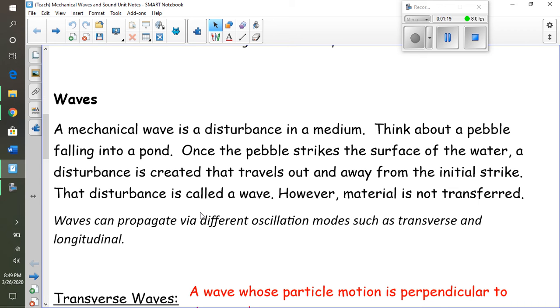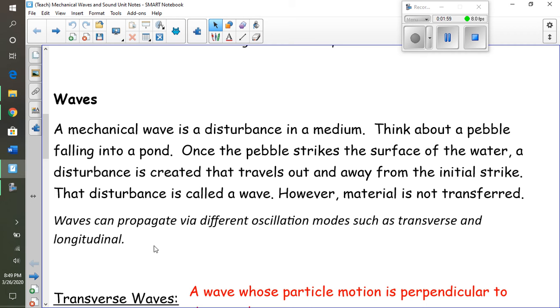Now, that disturbance is going to carry energy and momentum. As these sound waves travel from your speakers to you, those sound waves are slamming up against your eardrums. And whenever we have collisions, we have momentum being transferred, and also energy. Another example is if we throw a pebble into a pond. Once it strikes the surface of the water, there's a disturbance, and the energy and momentum from that disturbance is carried outwards away from that initial strike.